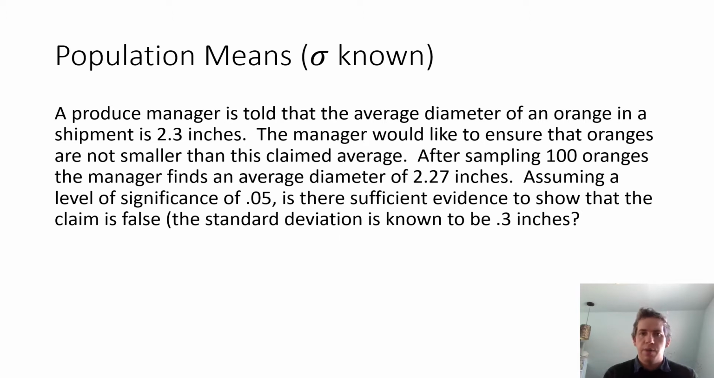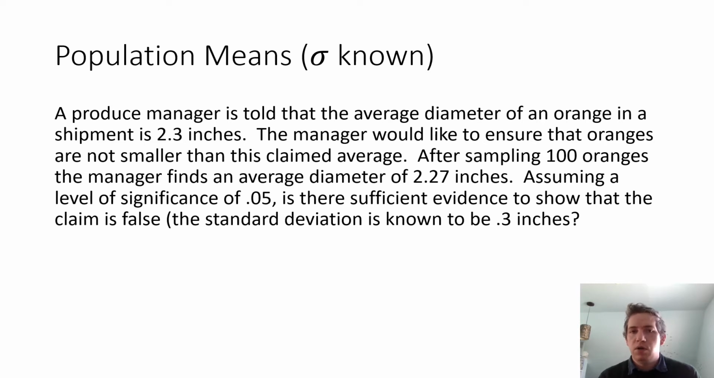So let's start out with a population mean. Imagine that a produce manager is told that the average diameter of an orange in a shipment is 2.3 inches. So you want the oranges to be a certain size, and the manager pretty much wants to ensure that the oranges are at least that big on average. Now some of them will be smaller, some of them will be larger, but the manager wants to know that the average size really is 2.3 inches. Or if it's larger, I'm sure the manager will be happy about that as well.